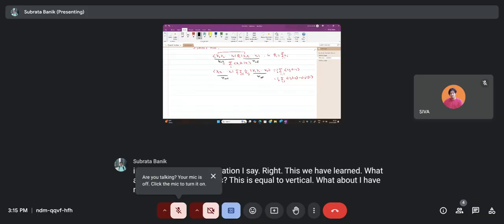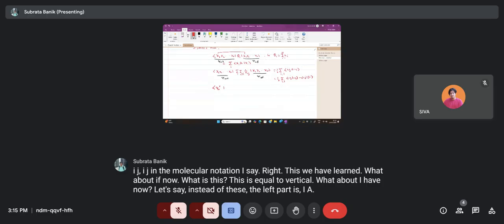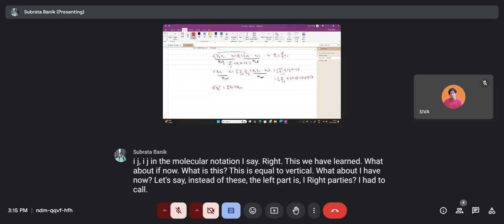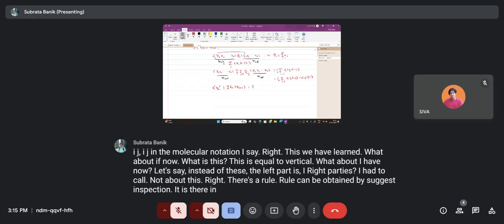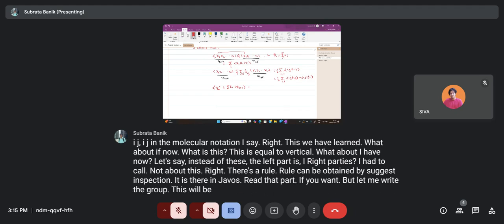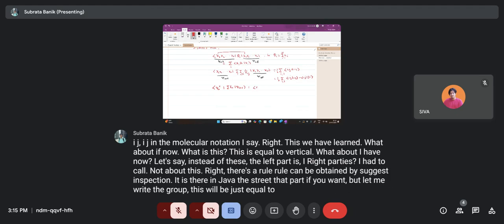What about if I have now, let's say, instead of this, the left part is psi_A^R and the right part is psi_34? What about this? There's a rule. The rule can be obtained by just inspection. It is there in Java. Just read that part if you want. But let me write the rule. This will be just equal to <R|H|A>.